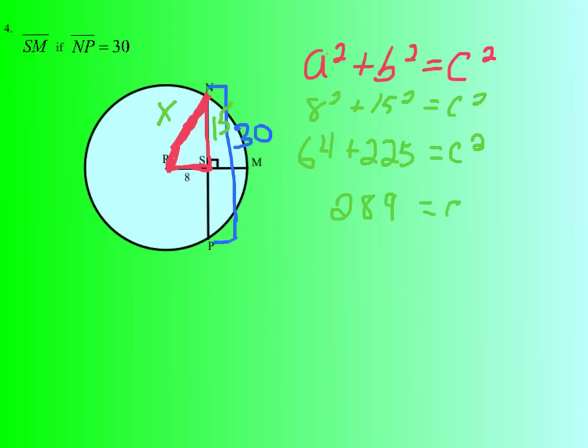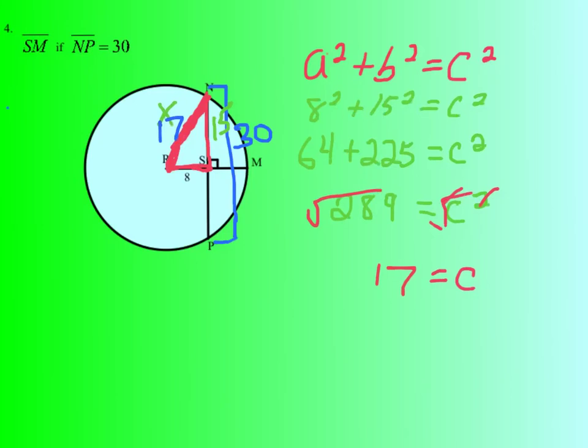289 equals c squared. Don't forget now to take the square roots of those; they cancel. We end up with a c only. What's the square root of 289? 17. Cool. All that just told us was that this guy over here is 17.